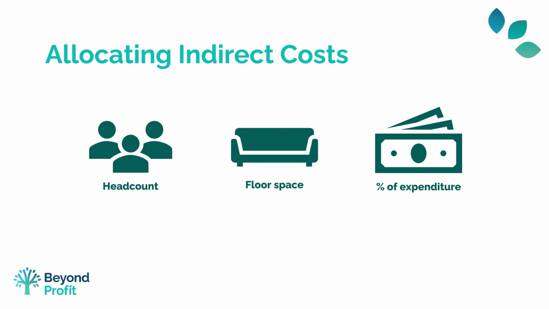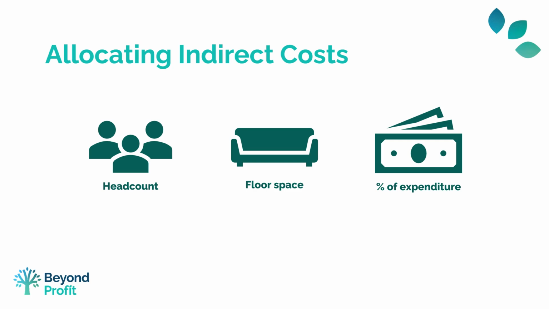What I would say generally is stick to one method rather than mixing and matching. Obviously, you can mix and match because some things are more applicable to go by headcount or floor space or percentage of expenditure. So, for example, what you might decide is any indirect staffing costs you're going to allocate on the headcount method. But any indirect costs relating, for example, to rent, rates and utilities, you're going to allocate on the floor space method. Now, if you're confident in doing this, that's great. There's a spreadsheet provided that will help you work this out. But sometimes it might just be easier to stick to one method.